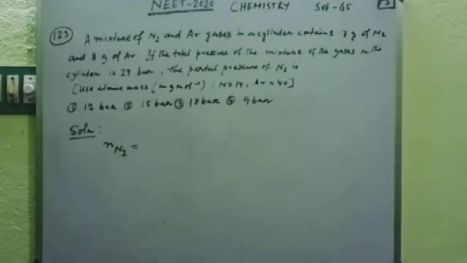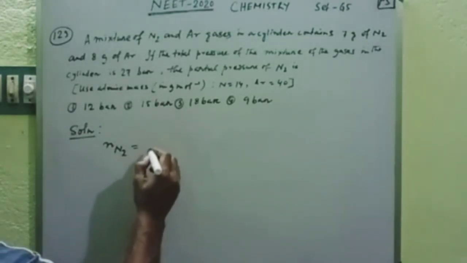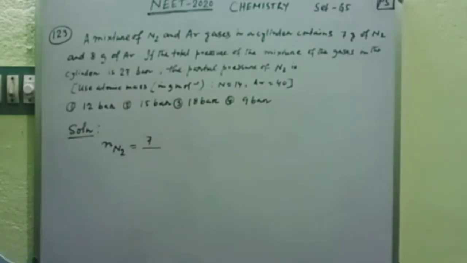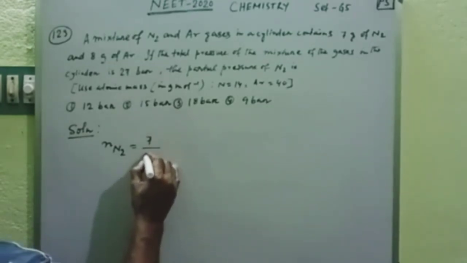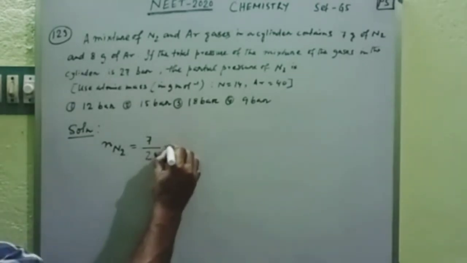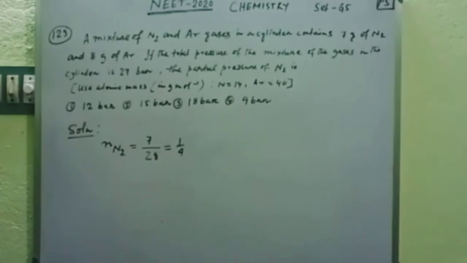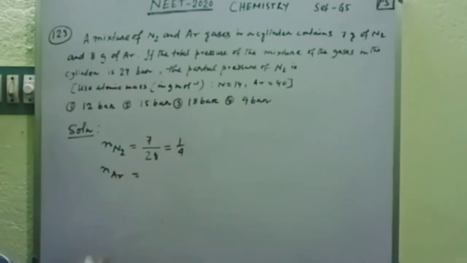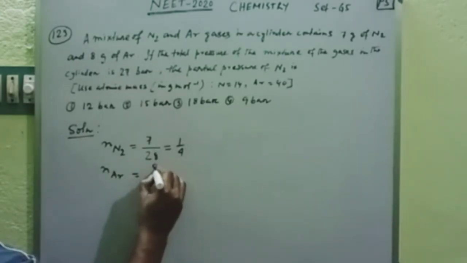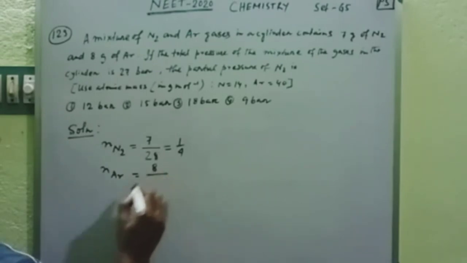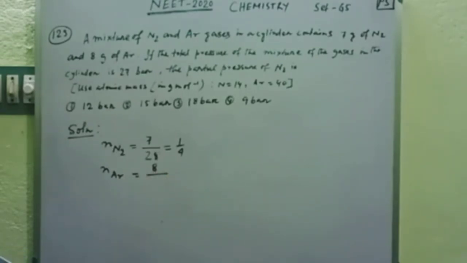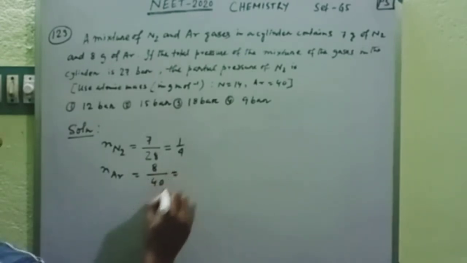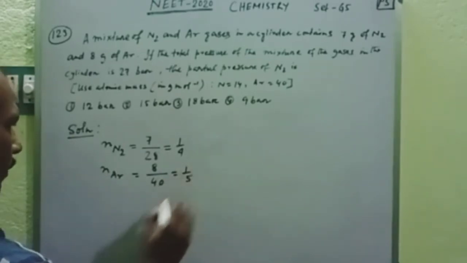Number of moles of nitrogen equals mass of nitrogen divided by molecular mass of nitrogen, which equals 1 by 4. Similarly, number of moles of argon equals mass of argon divided by molar mass of argon, which equals 1 by 5.